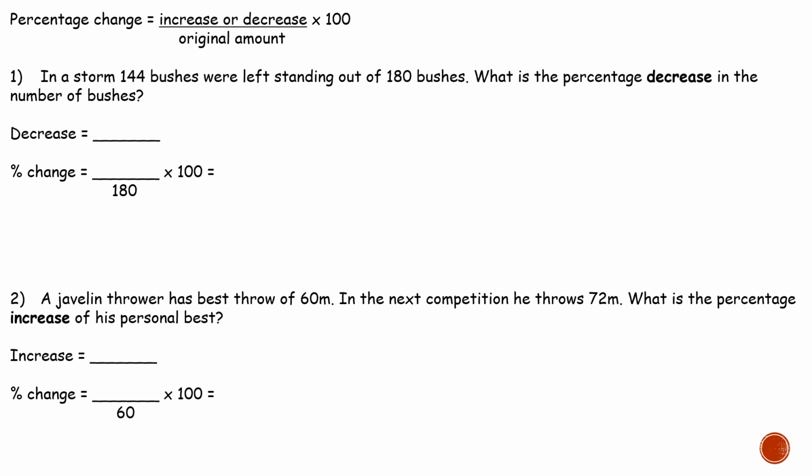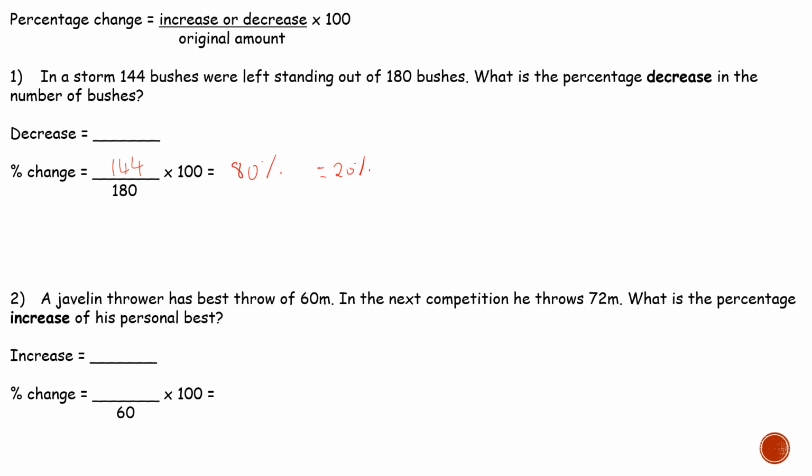So there's 2 ways to do this. The first way is to look at how many we've got left. So we're going to do 144 divided by 180 times 100, which will give us 80%, which means that there's 20% that are missing, that decreased.